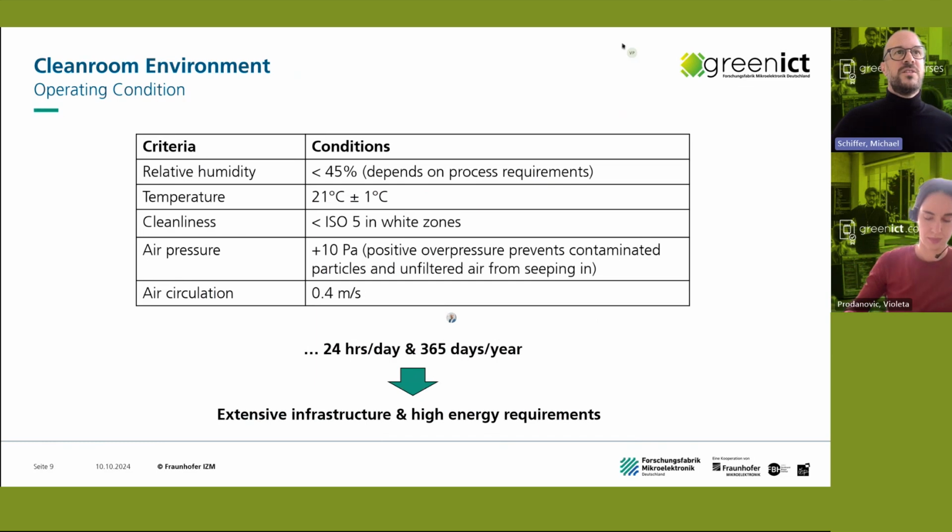Let's go to the operating conditions in a clean room. We have approximately 45% relative humidity, which depends a little bit on the process requirement and the area we are working in. Temperature is around 21 degrees C. Cleanliness is better than ISO 5 in the white zones. We have an overpressure of approximately 10 Pascal and an air circulation of approximately 0.4 meter per second. That is valid 24 hours per day, 5 days per year. So there's a very extensive infrastructure needed, with quite high energy requirements.